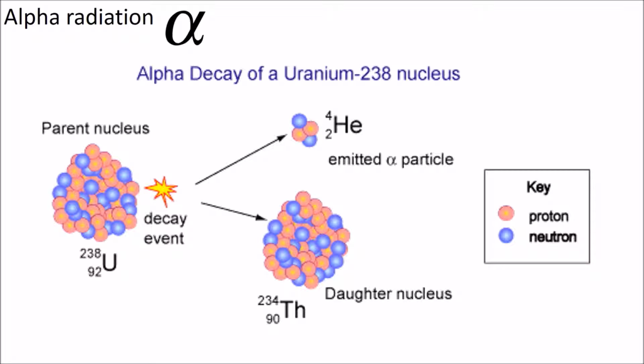Now look at the daughter nucleus. The total mass has changed. What's happened? It's gone from 238 down to 234, so the relative atomic mass has gone down by 4 because it's lost 4 bits. The proton number has gone down by 2 because it's lost 2 protons. So it's changed from uranium to thorium. And that's what happens when you get alpha decay.